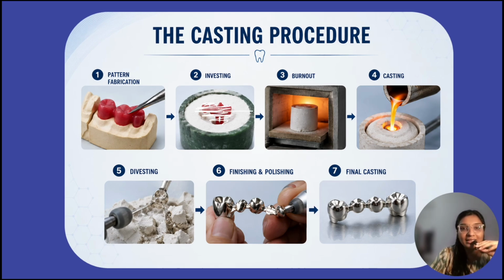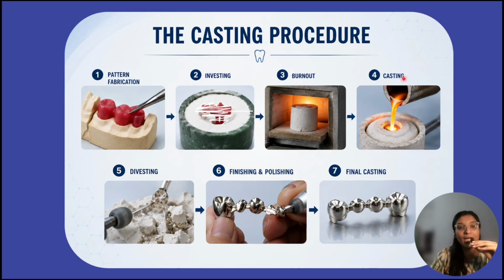This is the casting ring. We put the wax pattern and pour it with the investment material. Then we place the casting ring in the burnout furnace. So what will happen? The wax will melt and there will be a hollow space or a mold formed. Now in that mold we will put the molten material.